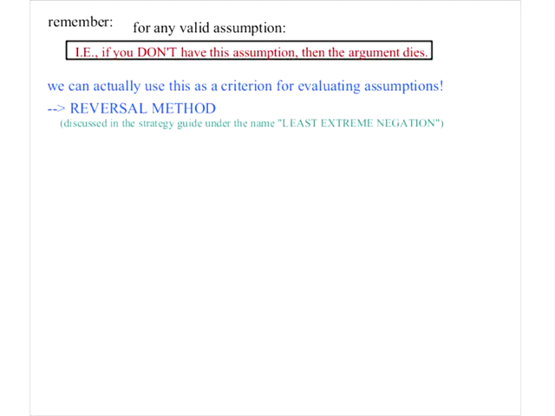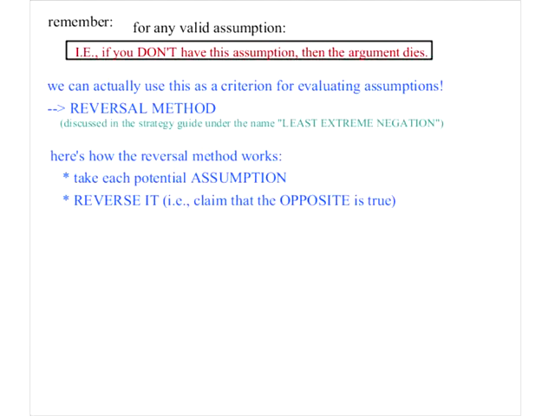Here's how the reversal method works. Take each potential assumption and reverse it. Reverse it meaning claim that the opposite is true. And then, what should happen? Go ahead and type in the text box. If I've got the correct assumption and I reverse it, if I say it's not true, then what should happen to the argument? What do you think should happen if I reverse that assumption?